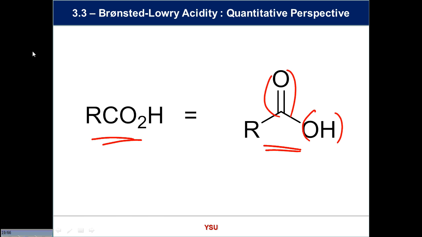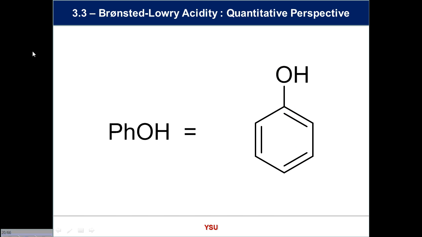That C double bond O will make all the difference in the world in terms of the chemistry of this type of material. So its pKa is what? Did anybody get it from the chart? 5. Okay? Moving on, there's a phenol. Maybe you've seen it defined before, but now we've seen it. Phenyl is this group when it's a substituent on something else.